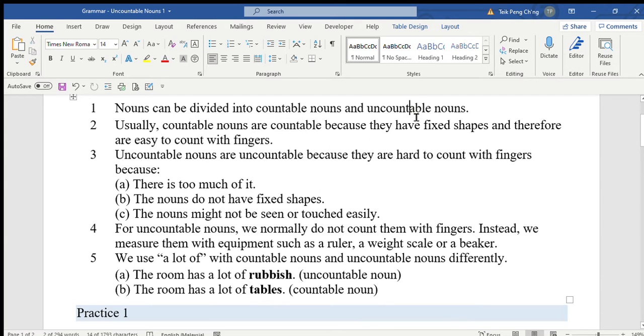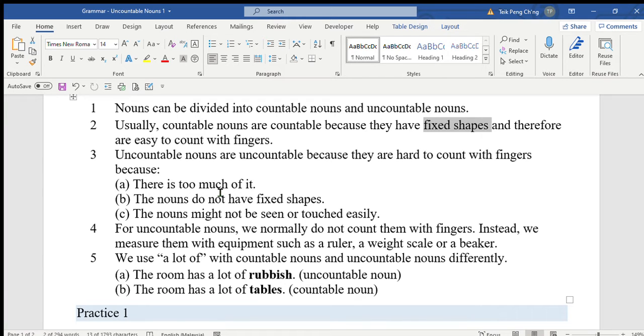Because they have fixed shapes. Mereka ada bentuk yang tetap. And therefore, are easy to count with fingers. So, senang nak kira dengan jari-jari. Okay, so kalau sesuatu benda yang ada bentuk yang tetap dan senang dikira dengan jari-jari, then we call them countable nouns. Okay, now point number 3.